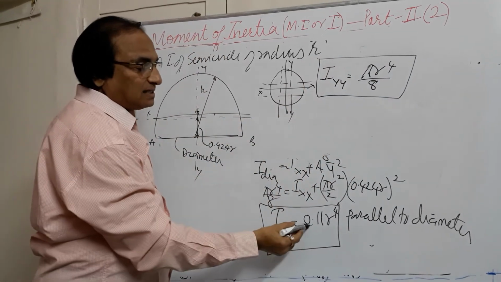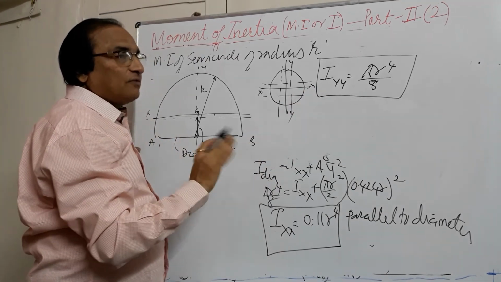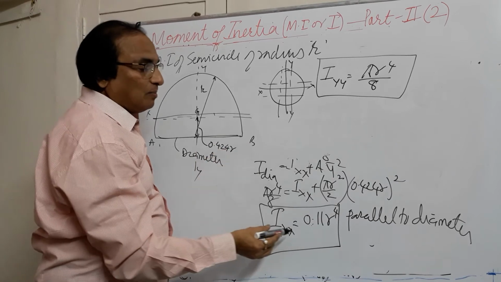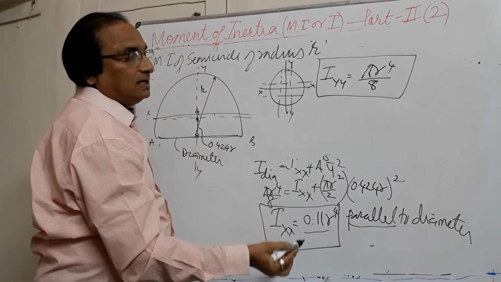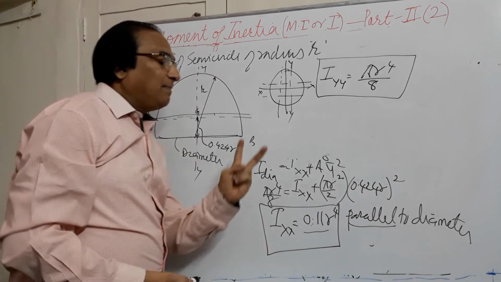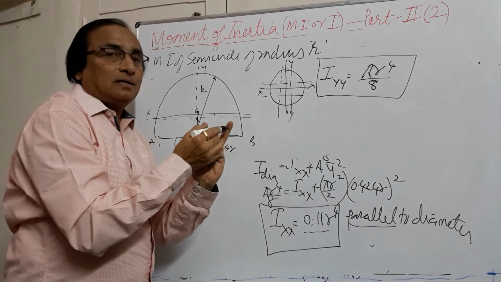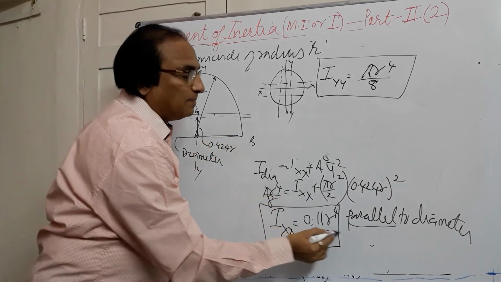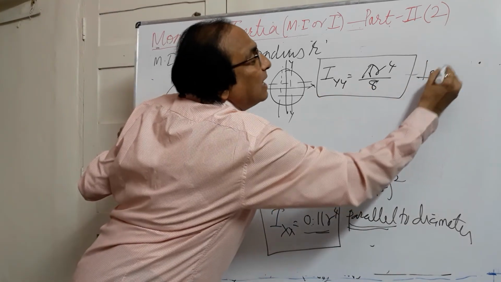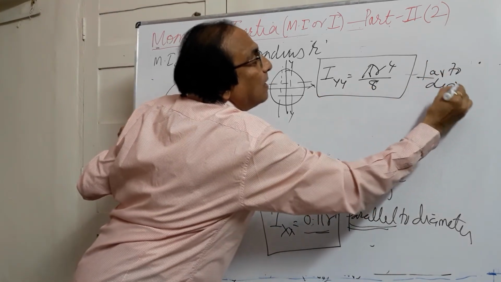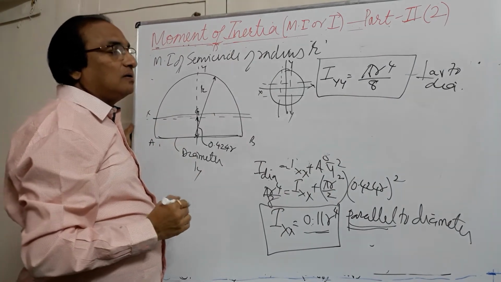So about the x-axis it is 0.11 r raised to 4, and this is about the y-axis. Instead of x and y, let us say the moment of inertia of a semicircle parallel to the diameter is 0.11 r raised to 4. Parallel means the two are parallel to each other. So 0.11 represents parallel to the diameter and the other is perpendicular to it, because in the problems you will be getting either parallel to the diameter or perpendicular to the diameter.